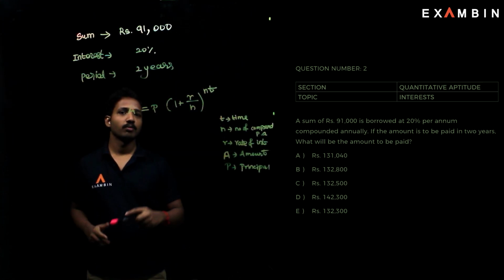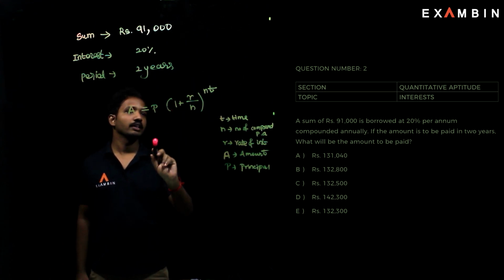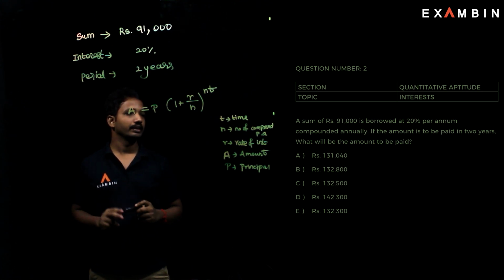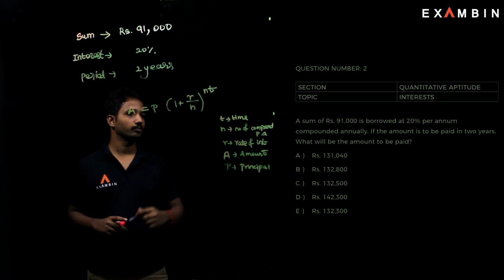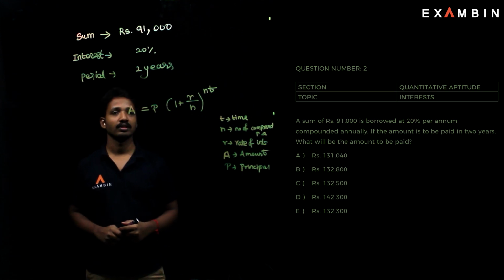The compound interest formula is A is equal to P into (1 plus R divided by N) the whole power Nt. Here T represents time, N represents number of compounds per annum, so how many times it is compounding per annum. If they are giving biannually, annually or quarterly, the number will vary depending on that. R means rate of interest, A means amount and P represents principal.